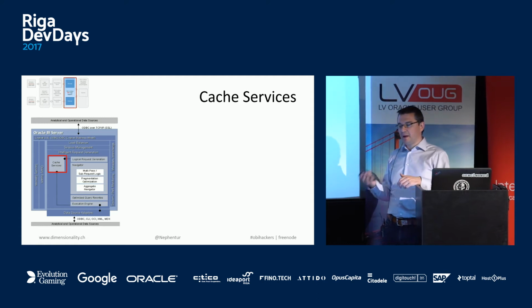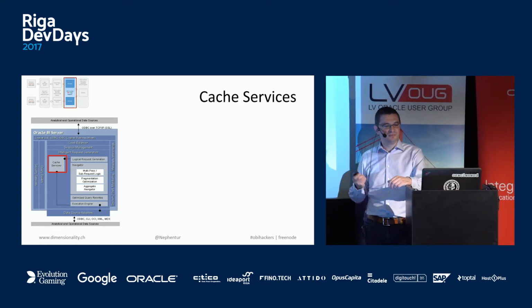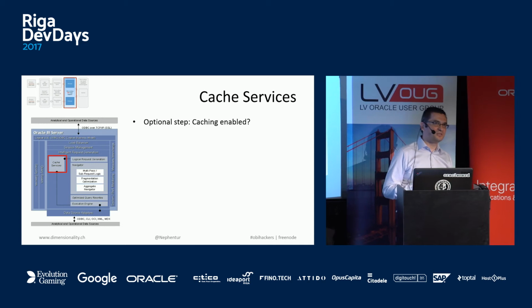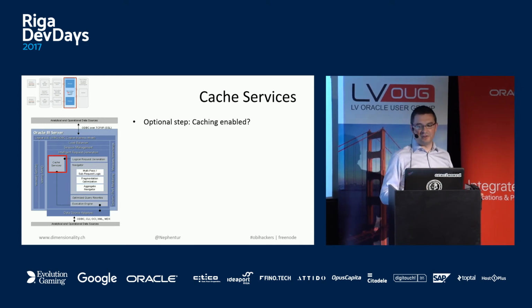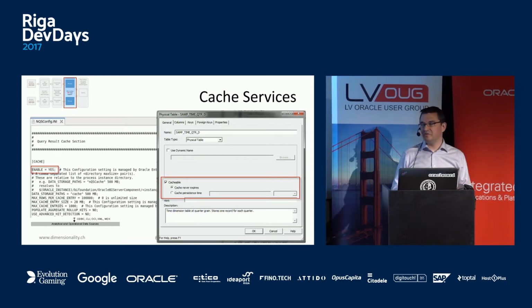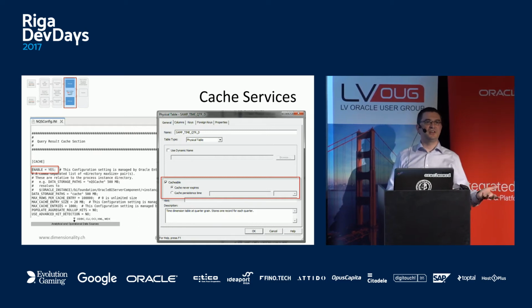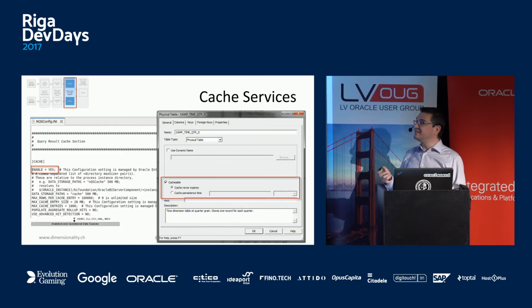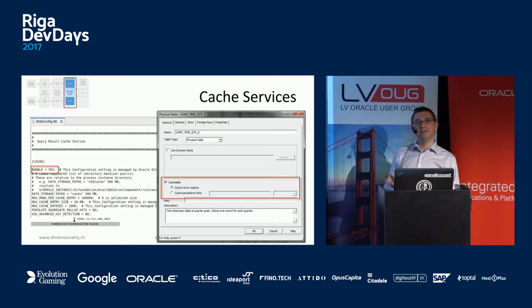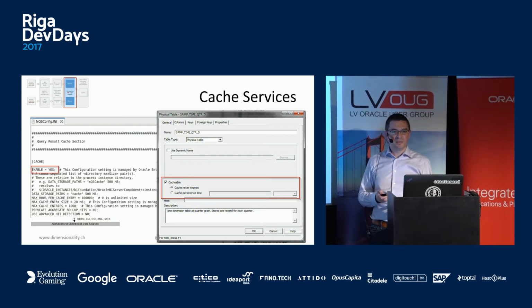So the first step that happens is caching. It's a check, so optional. Is this enabled or not? If you're configuring your server, first of all, you can tell the server in general, hey, are you allowed to cache stuff? Yes or no? And in detail, every single object on the physical layer of the RPD can be cached, yes or no.